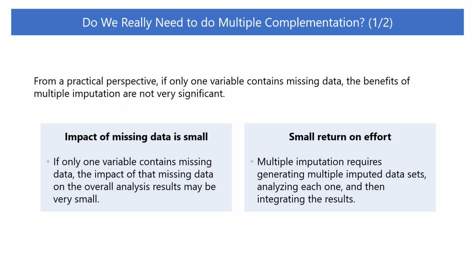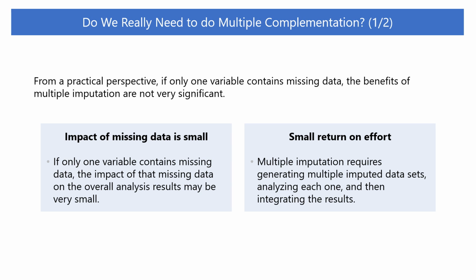From a practical perspective, if only one variable contains missing data, the benefits of multiple imputation are not very significant. The first reason is that the impact of missing data is small. If only one variable contains missing data, the impact of that missing data on the overall analysis results may be very small. Therefore, in many cases, a simple imputation method may be sufficient, as the effect of reflecting the uncertainty of missing data is not that great for the whole.